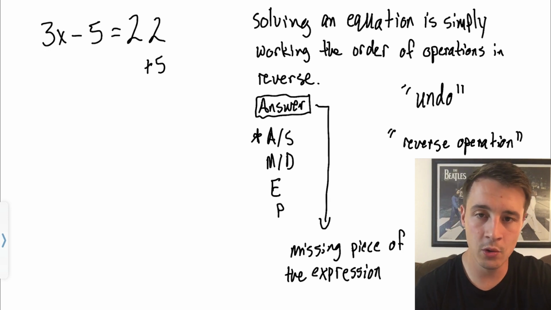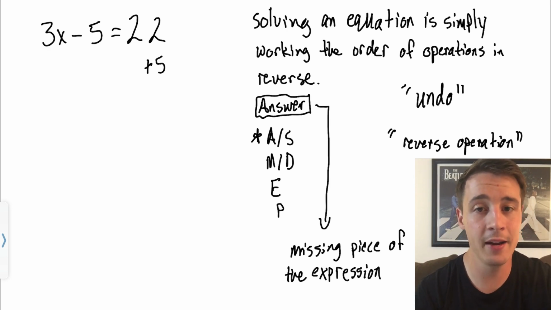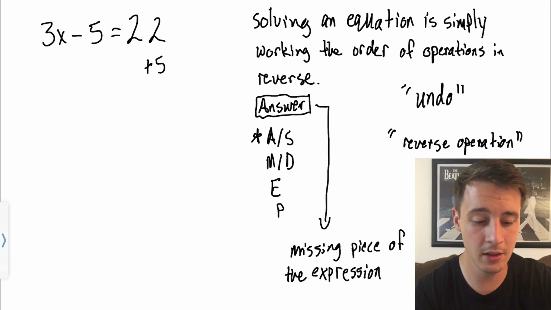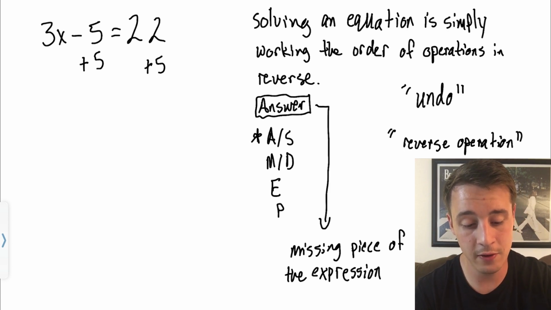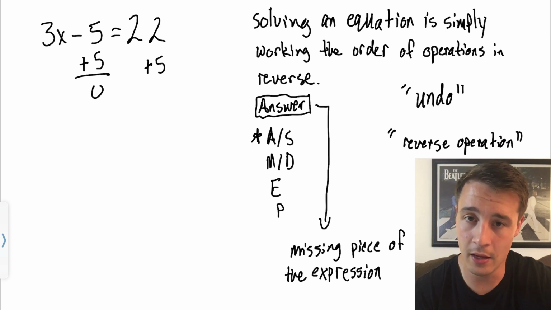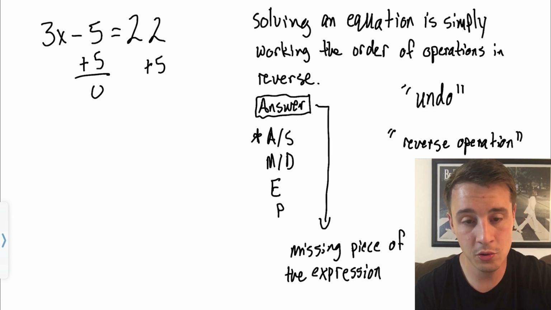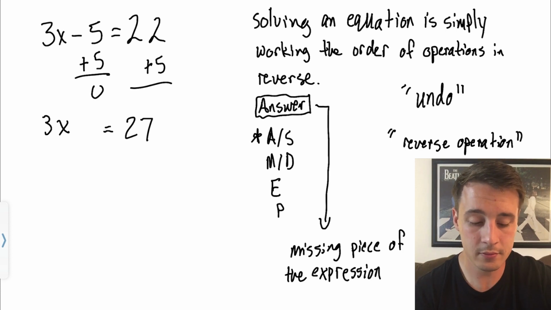And now since this is an equation, meaning things on both sides need to be exactly the same, if I adjust something on one side, I have to make that same adjustment to the other side. So that's why we add 5 to both sides. Now, negative 5 plus 5 gives me 0, so those essentially cancel out. And 22 plus 5 gives me 27. All right, and now all we have left is 3 times our variable.